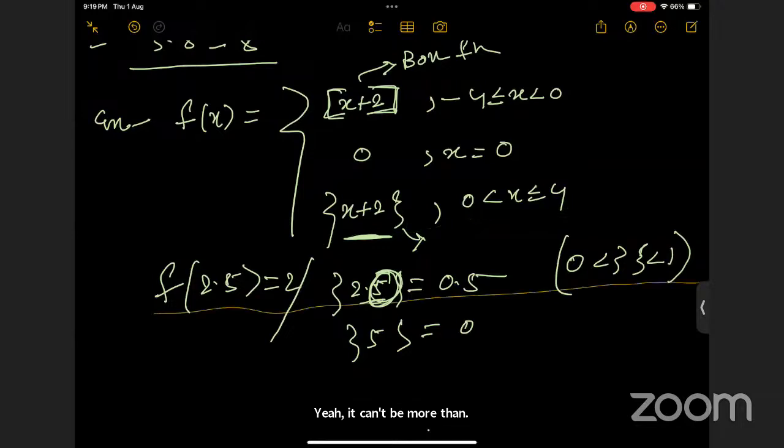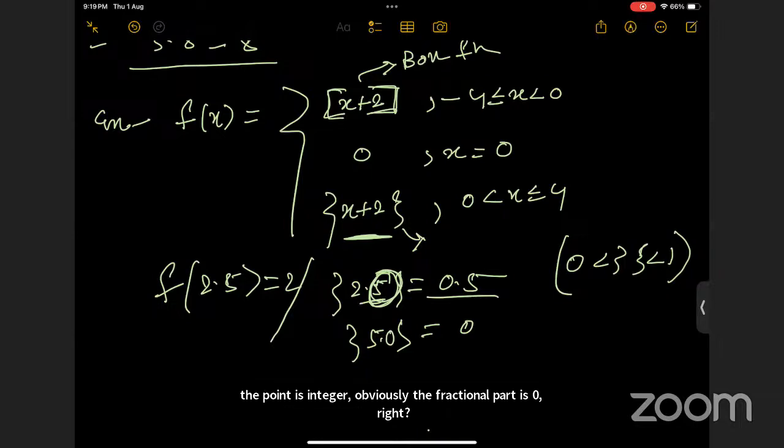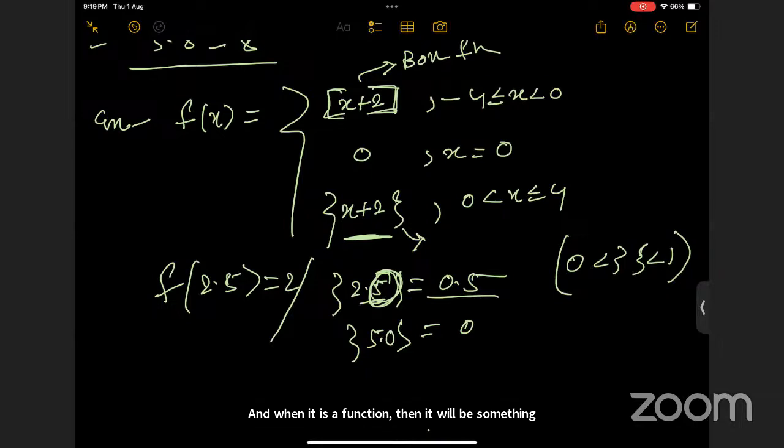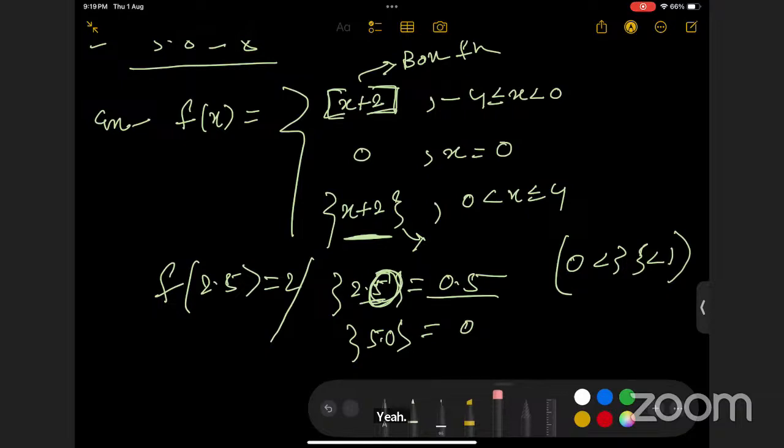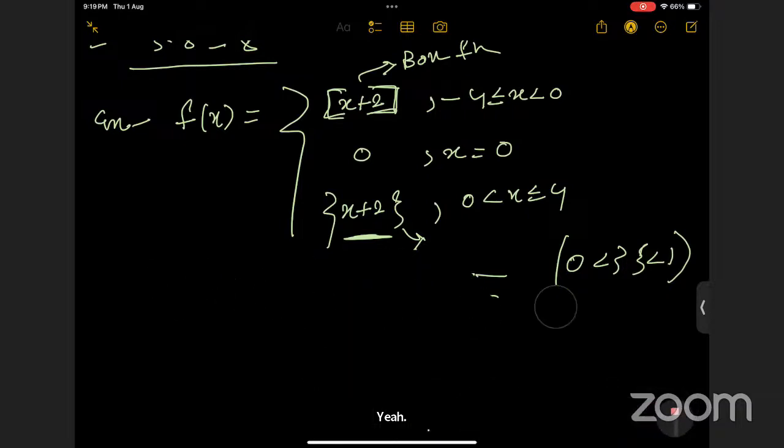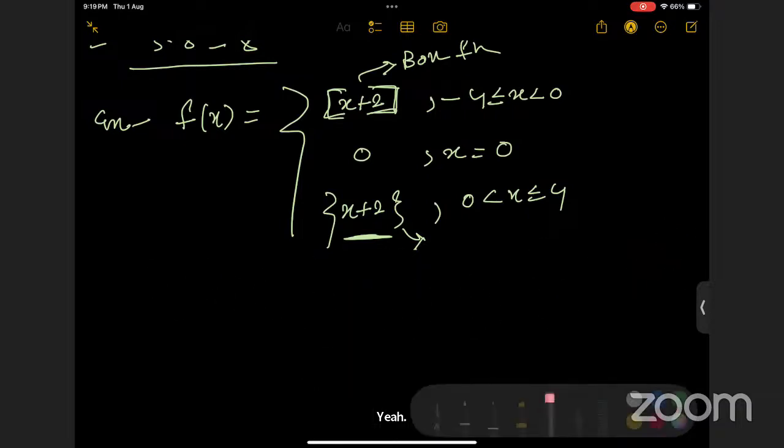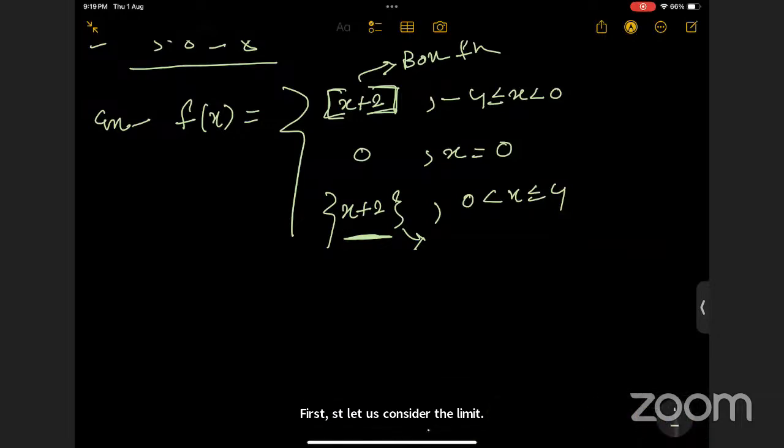This is the fractional part of some point. So when the point is an integer, obviously the fractional part is 0, right? And otherwise it will be something in between. So it's always from 0 to 1. So the definition is now clear, right? Yeah. So the question is, first let us consider the limit. Whether the limit exists at the point 0 or not.